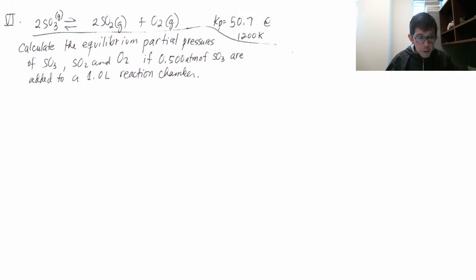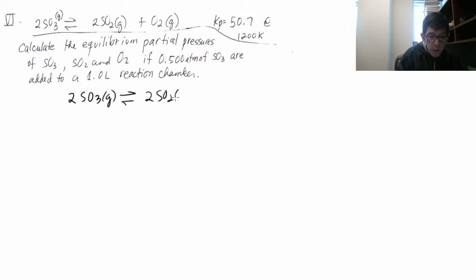Calculate the equilibrium partial pressures of the products and the reactants. Okay, so for this question we're going to need to tabulate an ICE table. We start with the equation, SO3 gas decomposing to SO2 gas plus O2 gas. We have our initial, change, and equilibrium.